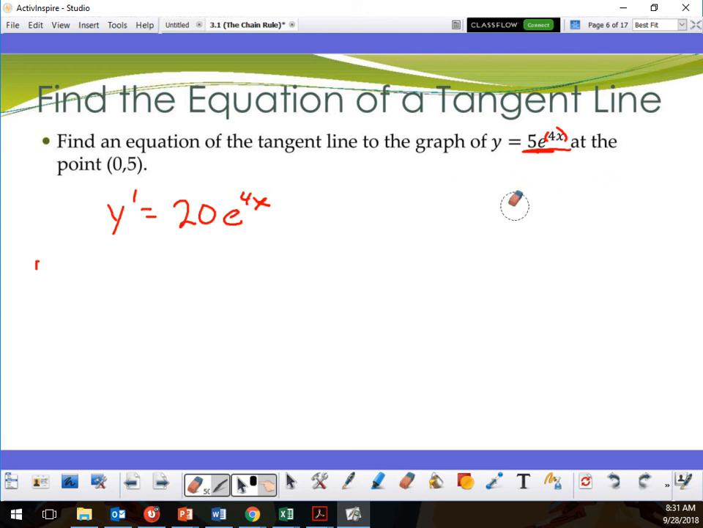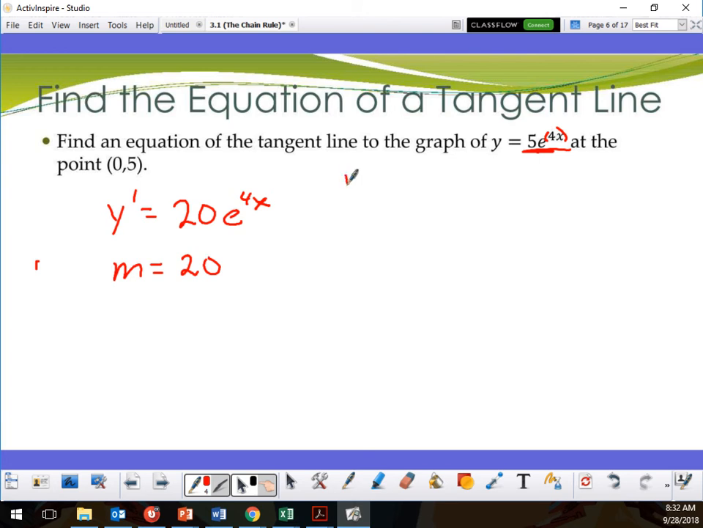Okay, so now we get that point right there. So now we have the derivative, right? So now I have to plug in 0. So if I plug in 0, what is 4 times 0? 0. What is anything to the 0 power? 1 times 20? Okay, so I know that the slope is going to be 20, right? Yeah? The slope is going to be 20.